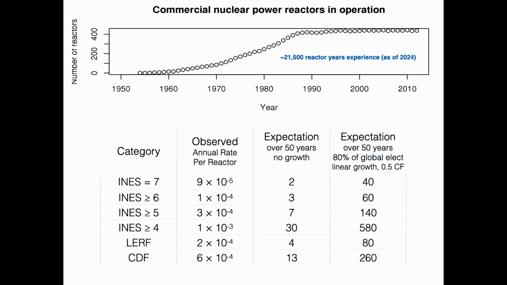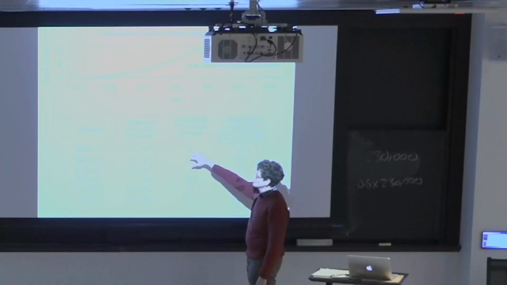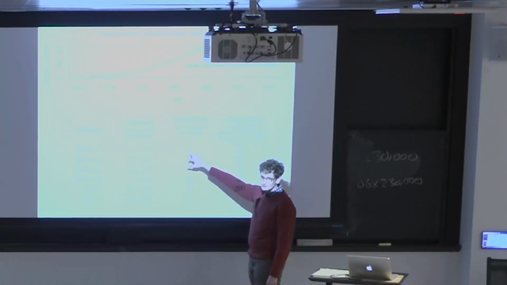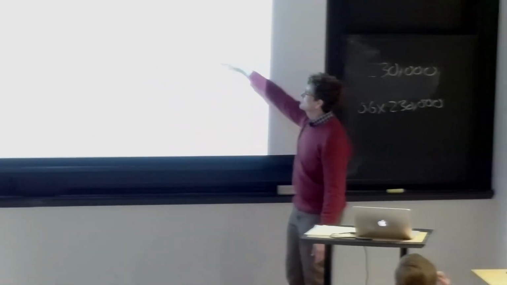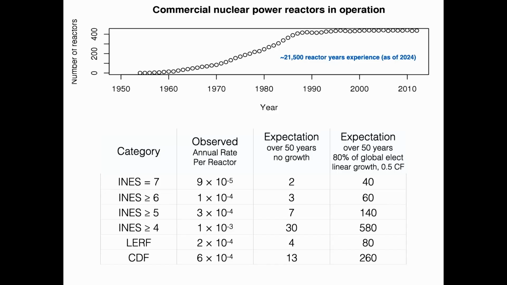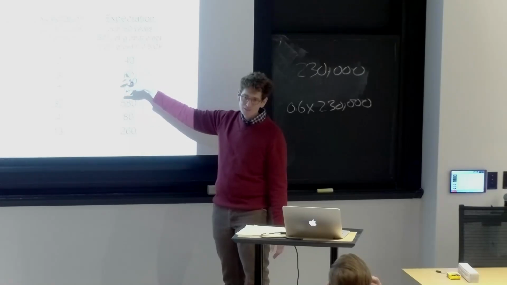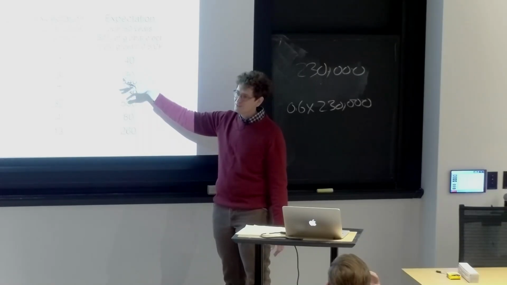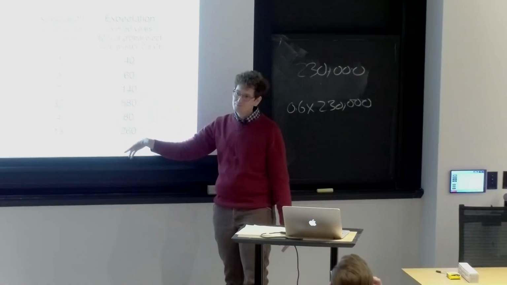So here's the history of reactor. We have 21,500 reactor years of experience, and the expectation over 50 years with no growth would be about 2 reactor accidents, which is kind of what we've seen. But if we did, again, here's where I was going to make that point earlier. If we did have that growth to 80% electricity, we would be at 40 INES 7 events every 50 years, which would be roughly 1 per year. And then we would have a problem, right?